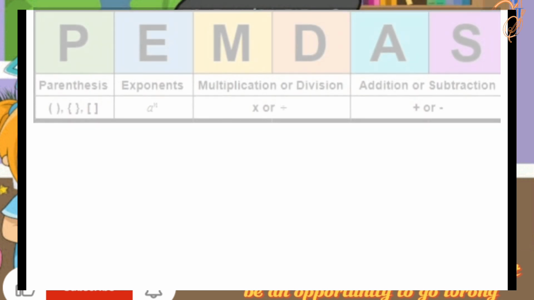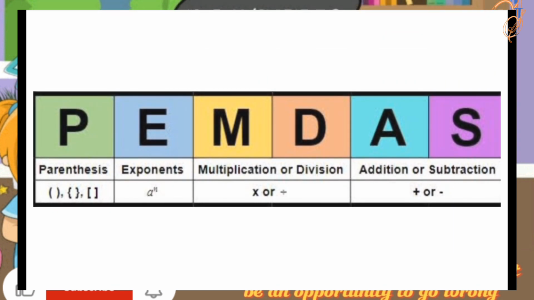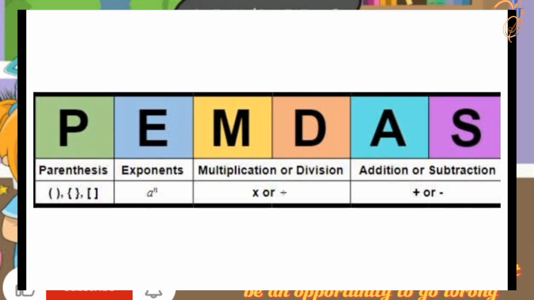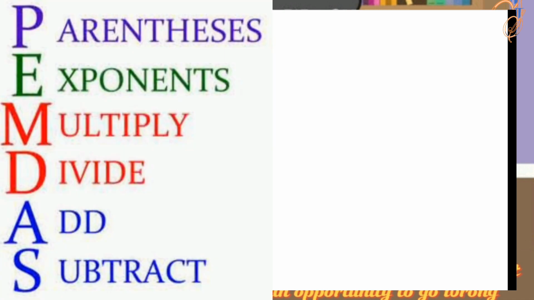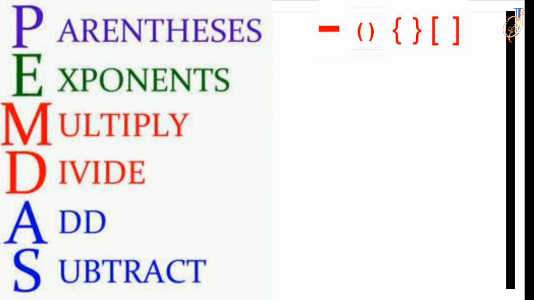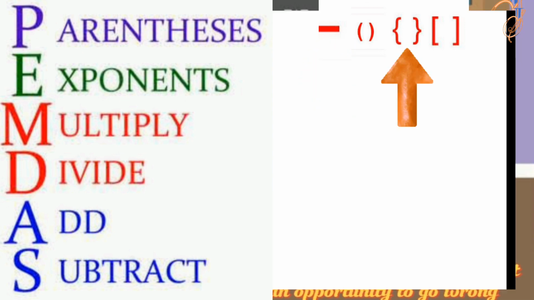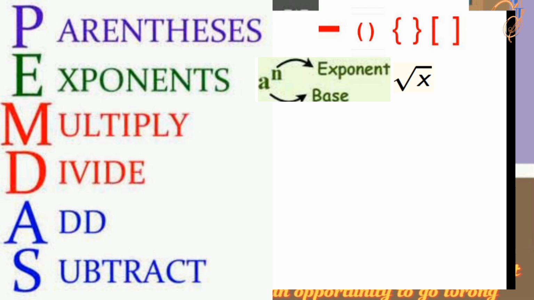What is PEMDAS? PEMDAS is an acronym used to mention the order of operations to be followed while solving expressions having multiple operations. PEMDAS stands for P, parenthesis. We have line, small brackets, curly brackets, and big brackets. And then E. E stands for exponents. Here, x square, that means powers and square roots.